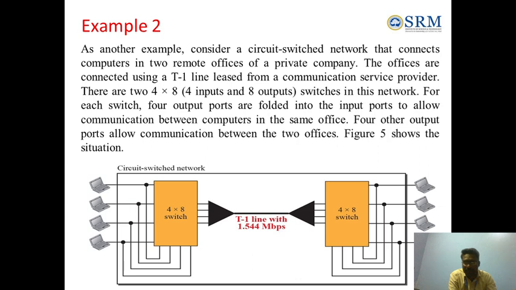Those 4 outputs are folded, which gives the input ports to allow the communication that happens between the computers in the same office. This is the scenario which happens when we connect through the switches in the circuit switch, and the 4 other output ports allow the communication between the 2 offices. So this figure 5.5 represents how the communication happens between the 2 computers remotely.